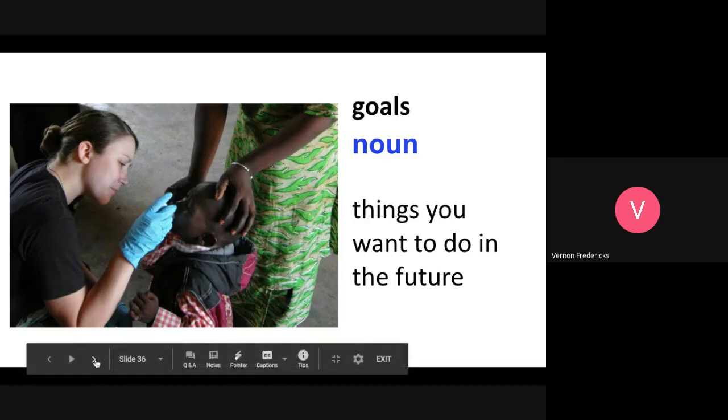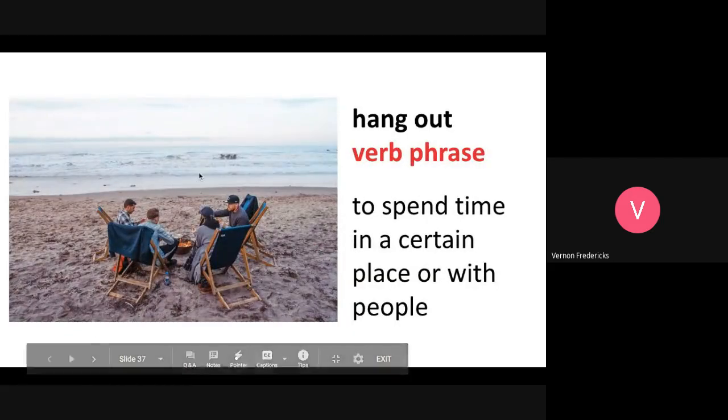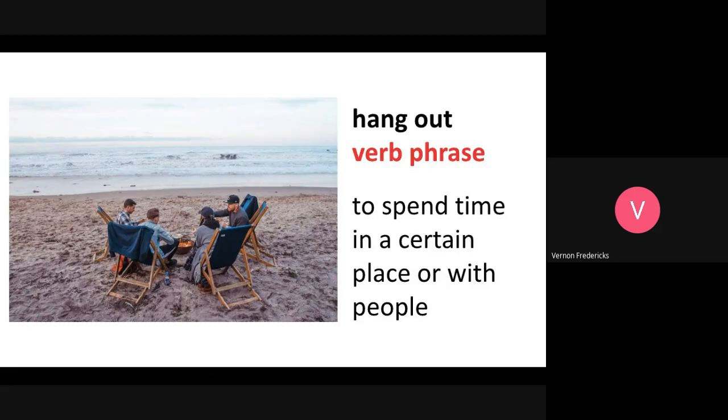Okay, next vocab word. Okay, hang out. Hang out is a verb phrase. To spend time in a certain place or with people. Is to hang out.